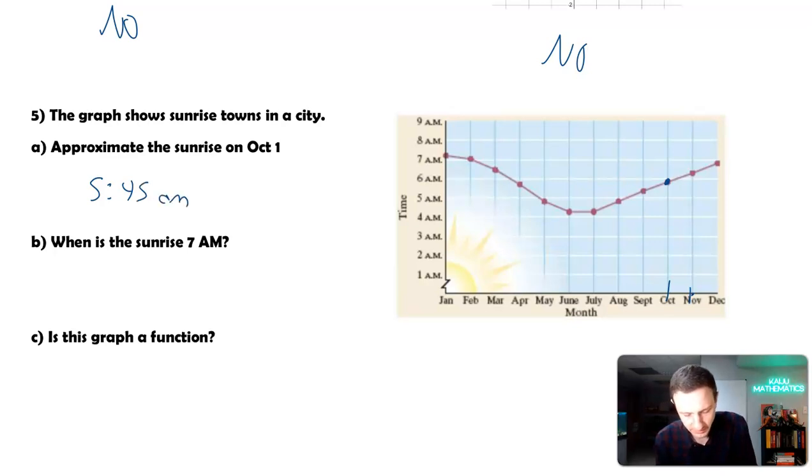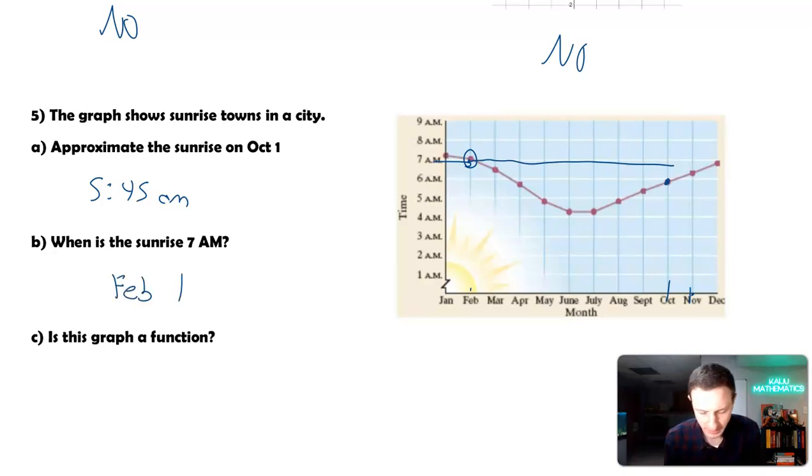When is the sunrise 7 a.m.? So here's 7 a.m. right here, across here. And it looks like February 1st is sunrise of 7 a.m. And then if you look at the far end here, it almost looks like December we'd consider 7 a.m., but it doesn't look like it's quite there at 7 a.m., but it's pretty close, but not quite. So let's just call February 1st, 7 a.m., beginning of February.